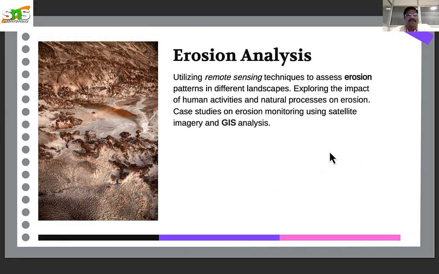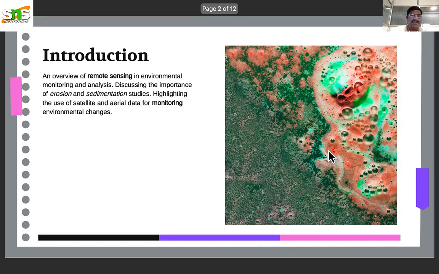Erosion analysis, utilizing the remote sensing techniques to assess erosion patterns in different landscapes, exploring the impact of human activity and natural causes on erosion. Case studies on erosion monitoring using satellite imagery and GIS analysis.